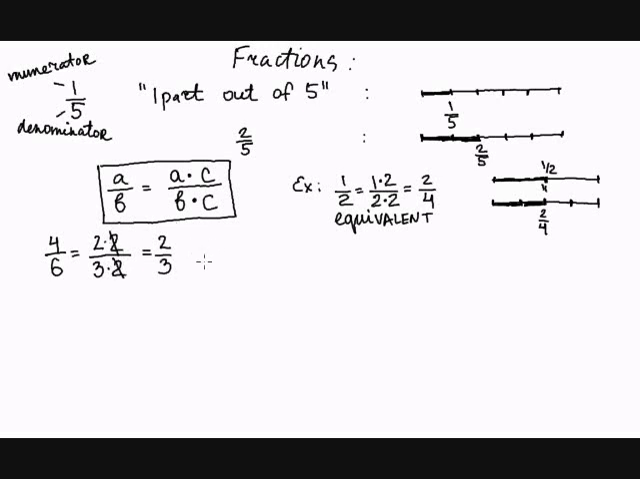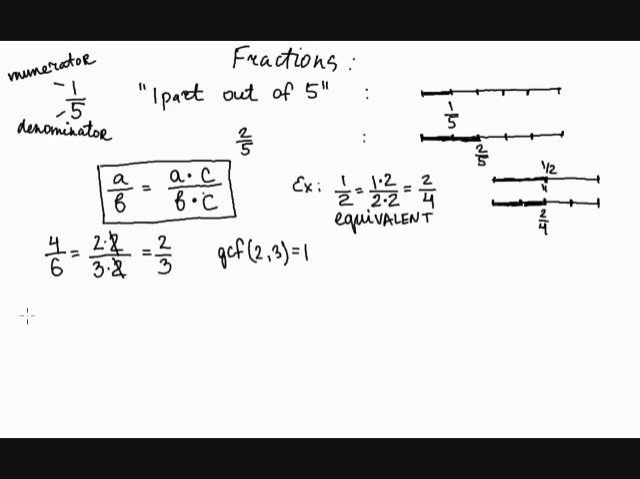This is called writing a fraction in the lowest terms. That means that the numerator and denominator have no common factors, or the same thing as to say the greatest common factor of the numerator and denominator is equal to 1.